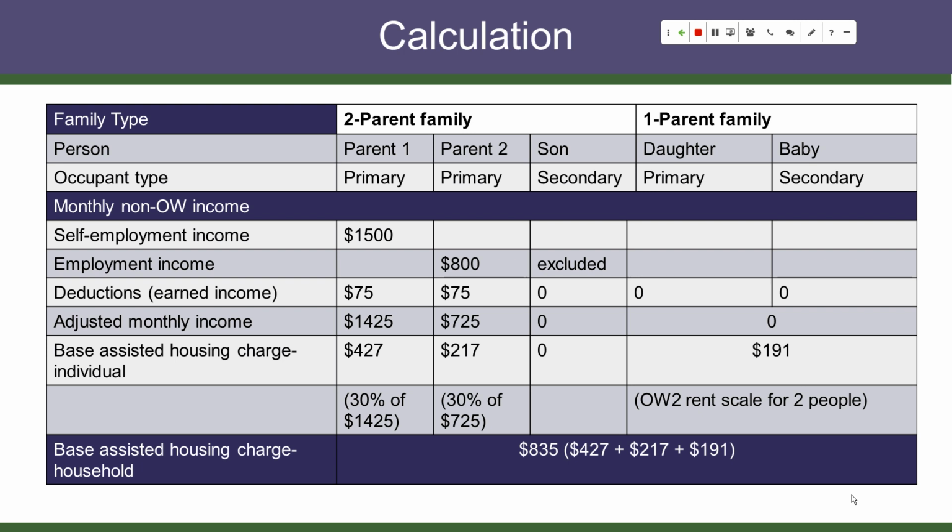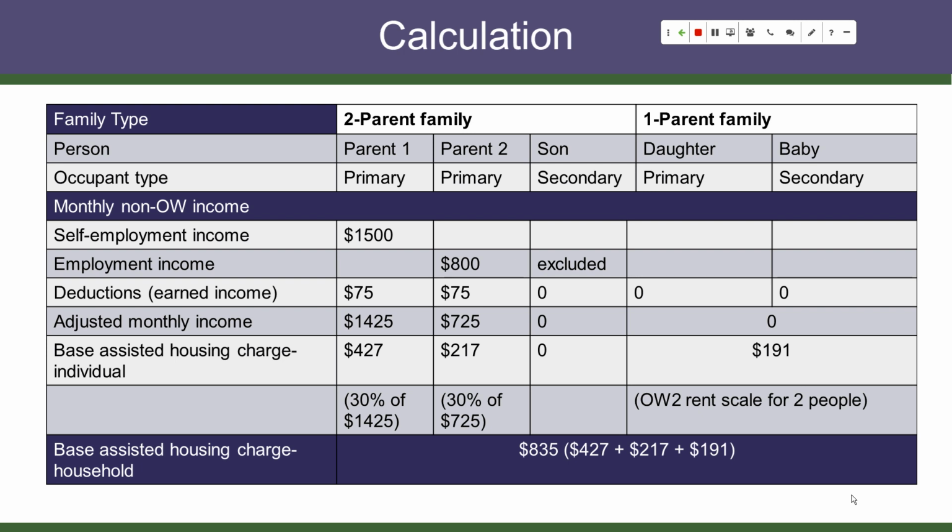You would see that because it's employment income, both mom and dad would have an earned income deduction of $75 each, thus reducing their income down to $1,425 and $725. Then we would use 30% of both of those incomes. That brings us down to $427 and $217.